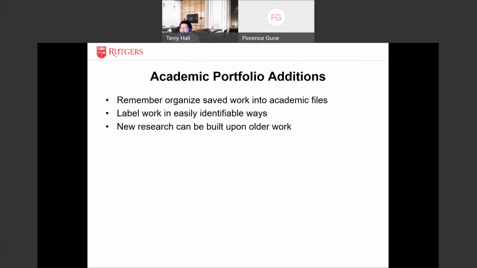Once your papers are completed and you're satisfied with the work, you've turned it in and you've received a grade, the final thing to do is make the updates that your professors have designated, and then save your work into an academic portfolio. Remember to save it into academic files on your PC or Mac and label the work so it's easily identifiable. You may find that there's new research that you'd like to pursue later in the program, or even after the program concludes, that you can build upon later.